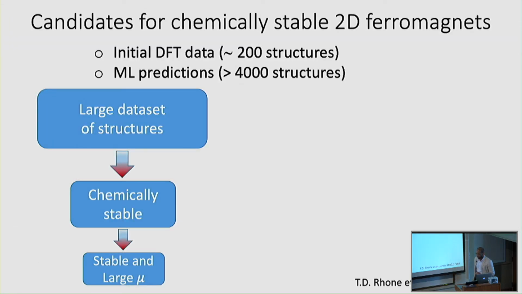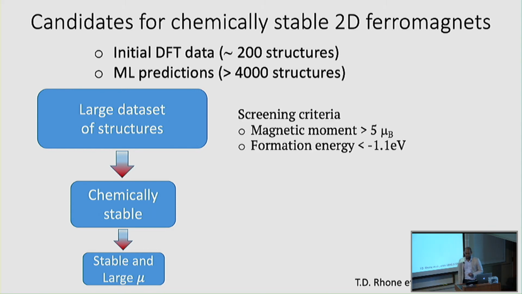So now we have a model trained on 200 data points. We can then try to predict many, many more points very quickly. So we apply this model to over 4,000 structures, and we have a screening approach where we pick only machine learning predicted structures that have a certain magnetic moment. We can also choose other screening criteria, such as chemical stability, which I didn't explain, but we can do it.